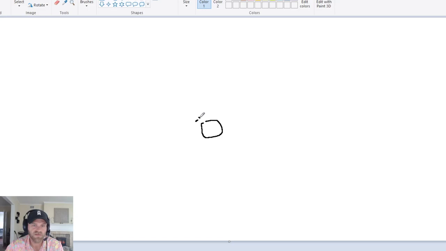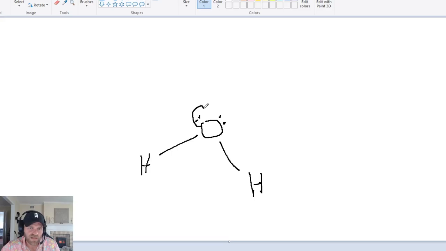One, two, my mouse isn't working. One, two, hydrogen right there, hydrogen right here. Okay. So I have to treat both of these lone pairs like it's a region of the atom. So really, this is a tetrahedral. It has four regions around the central atom. That would make it a tetrahedral.